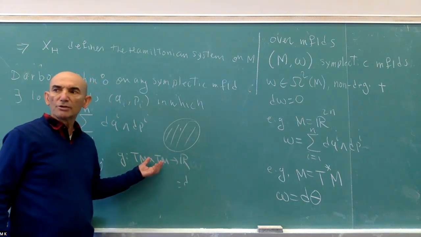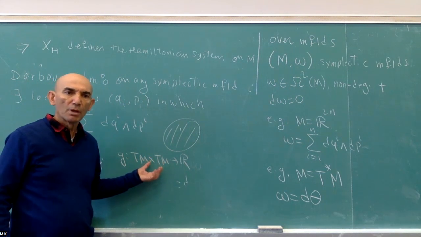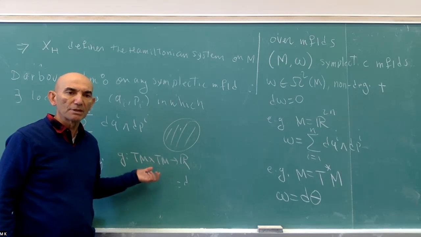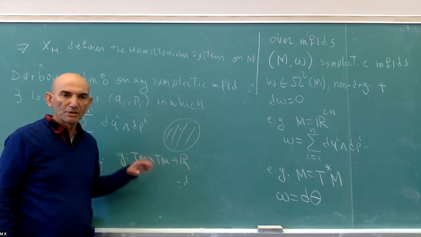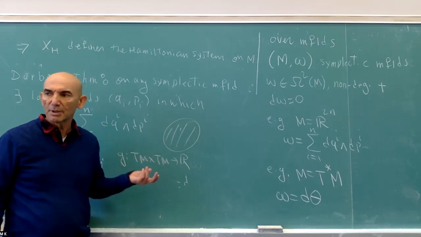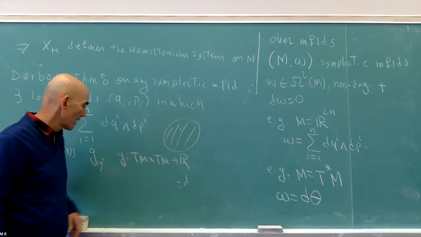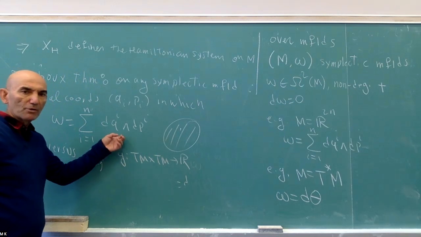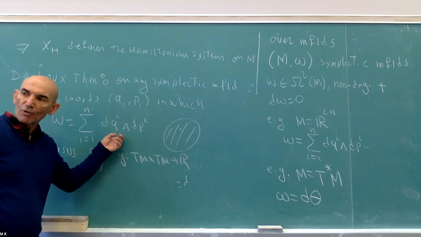It's a bilinear, non-degenerate symmetric two-form. And what is omega? It is a bilinear, non-degenerate antisymmetric two-form. So the difference is symmetric versus antisymmetric. That's the difference. But for metrics, it's not true that you can write them in this form.